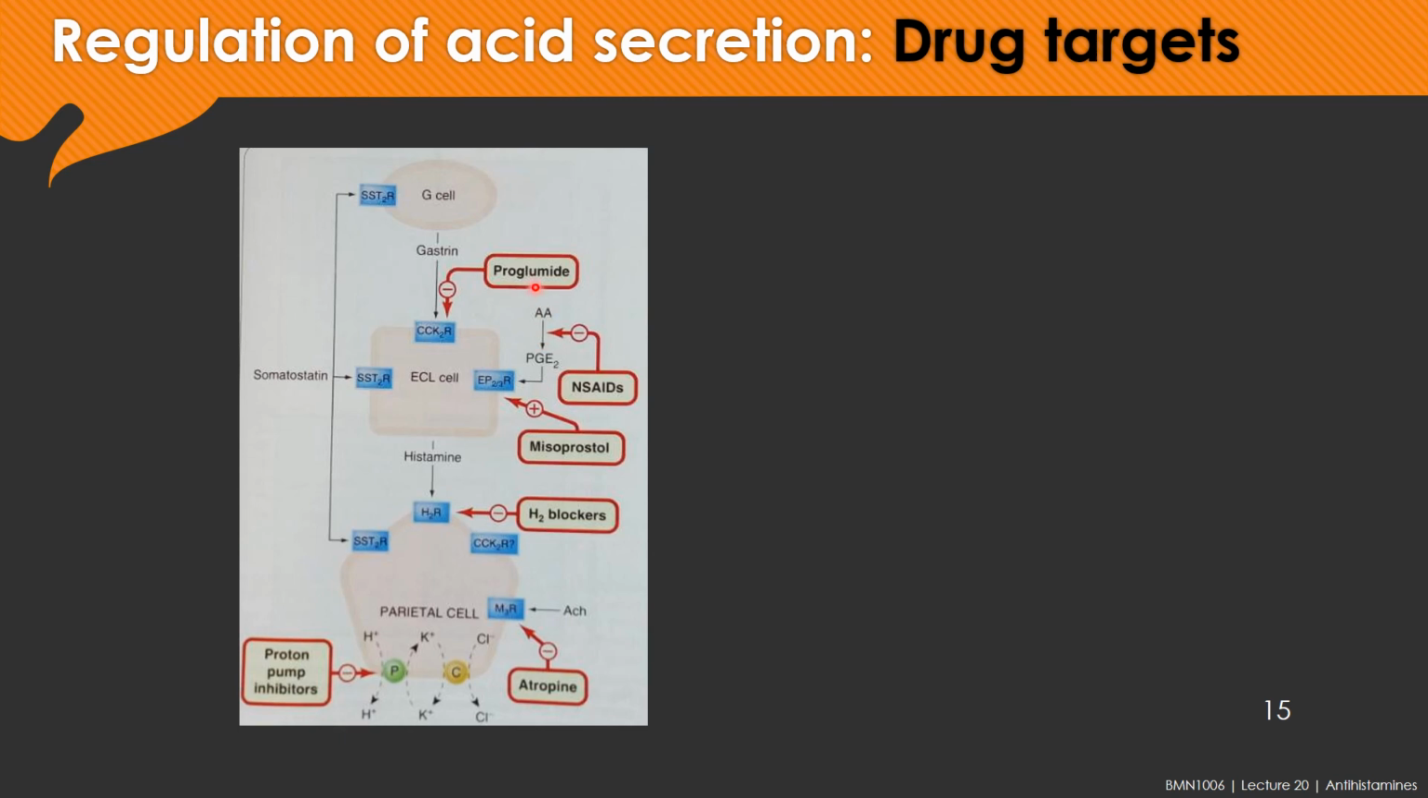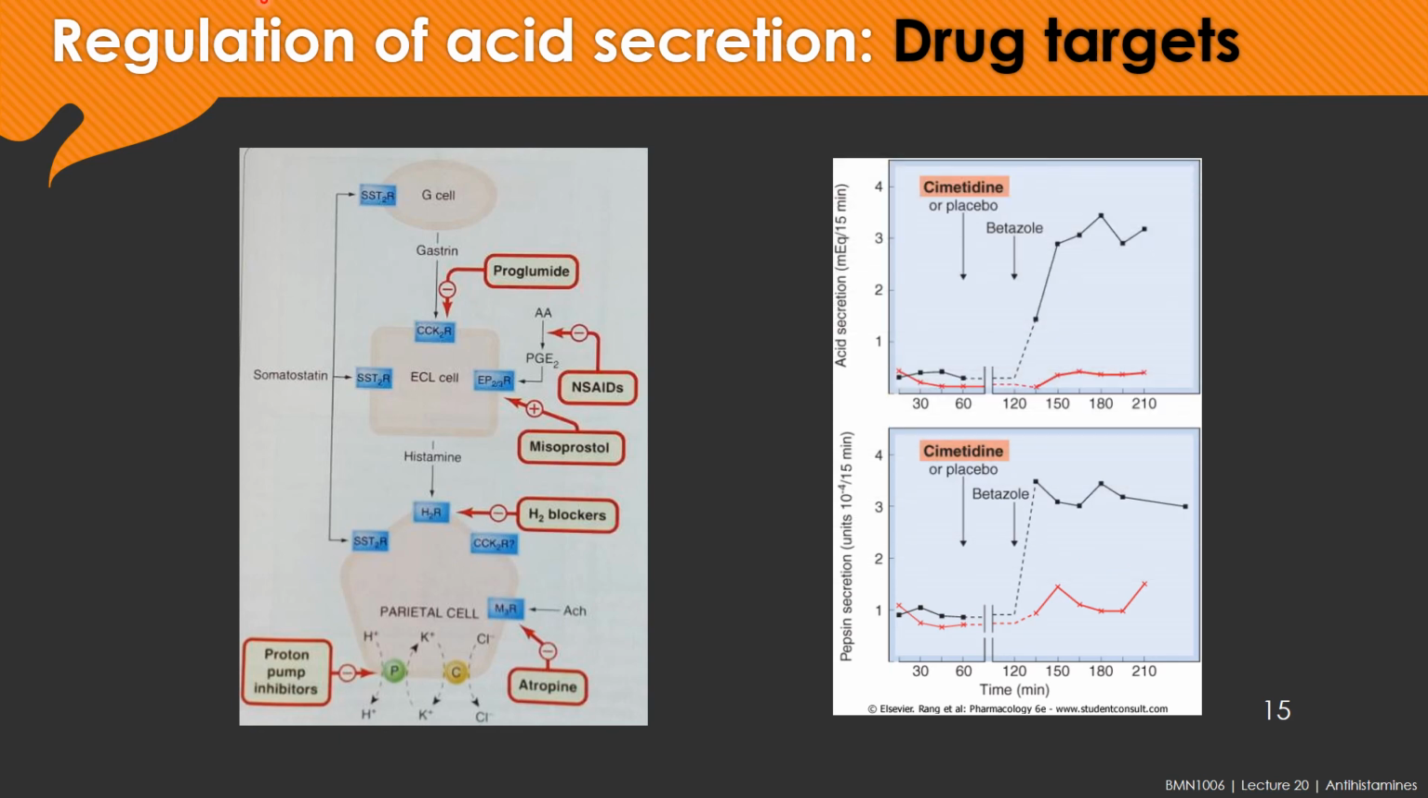Proglumide, on the other hand, when bound to the CCK2 receptor, inhibits ECL activity. Again, that reduces gastric production. Now, cimetidine is an H2 blocker. So you can see that with the use of cimetidine, you have reduced gastric production, while betazole is a histamine analog, which stimulates gastric secretion. But when you take betazole together with cimetidine, you still have a suppressed gastric production.